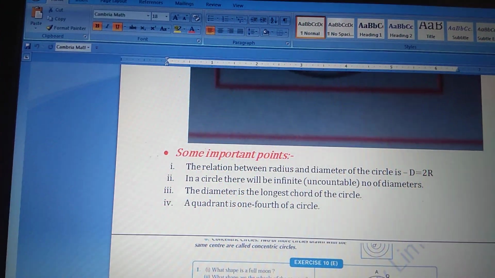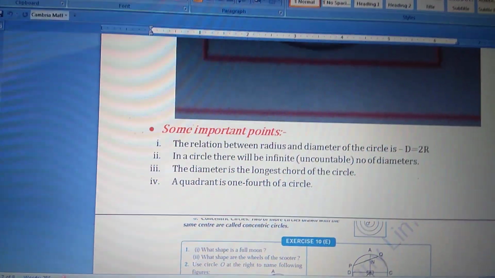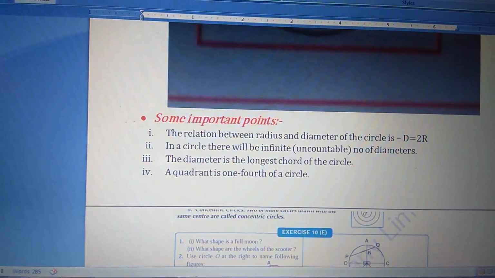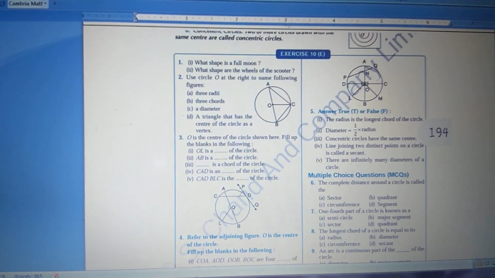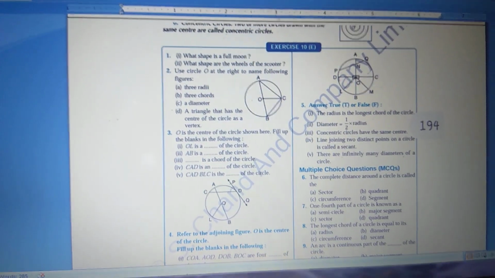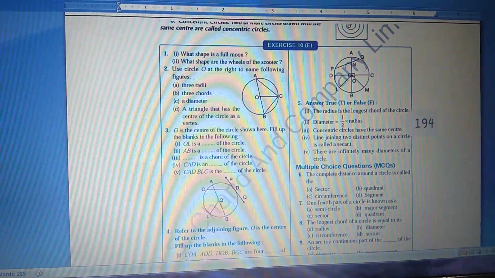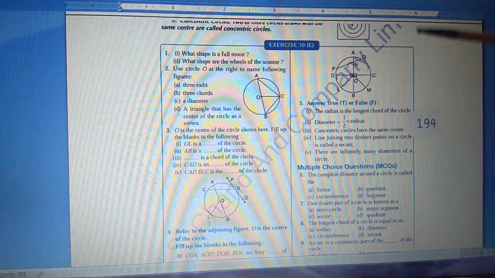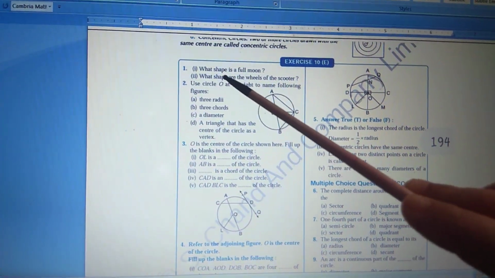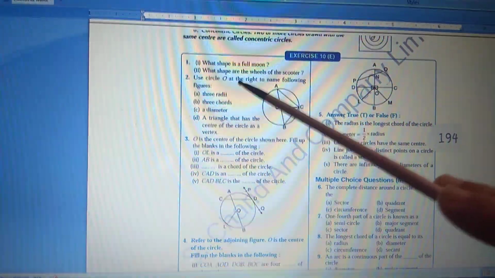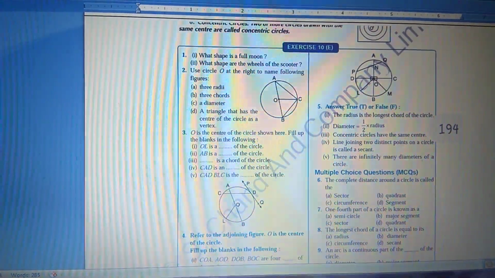So here I end the explanation. Now I am going to give you some hints related to the last exercise, that is 10E. So let's have a look at it. Here I have explained all the things properly, the terms related to the circle and its various parts and important points to be noted. Now using that concept you have to answer these. The first question is, what shape is the full moon? What shape is the wheel of the scooter? You can answer. The first question will be done by the students themselves.